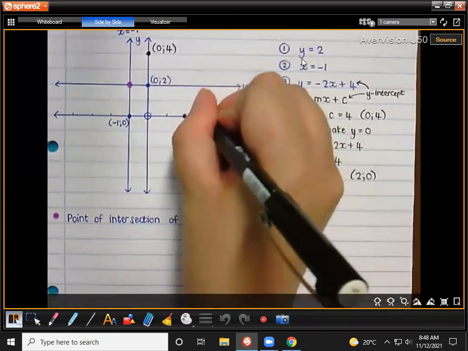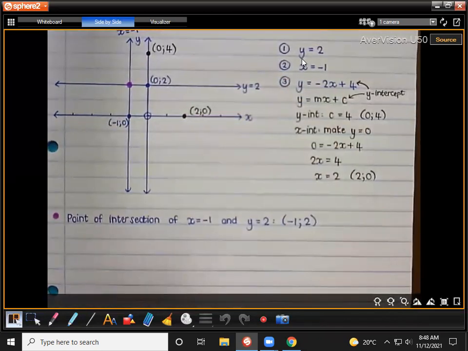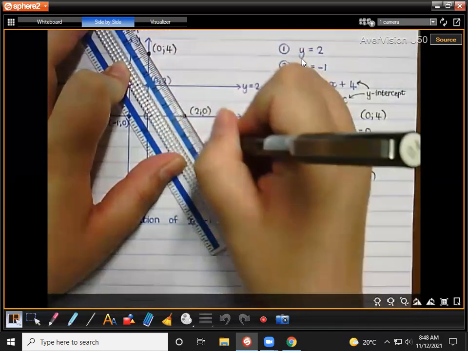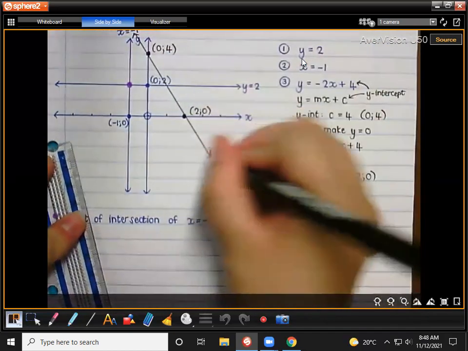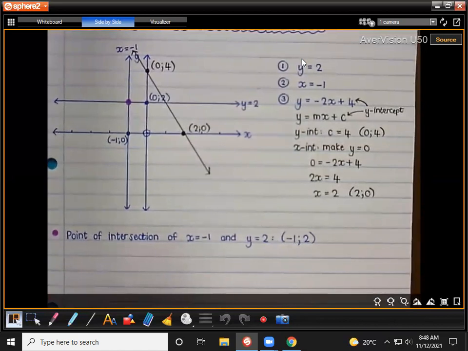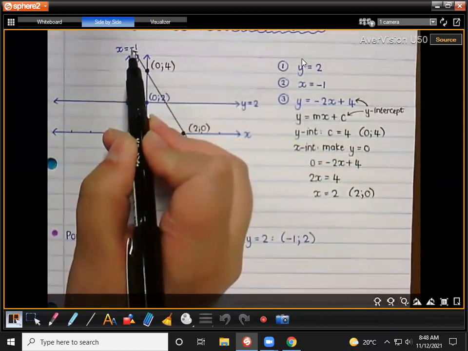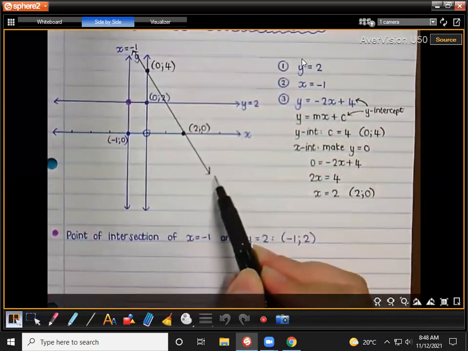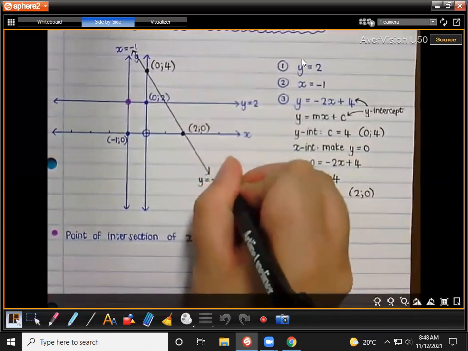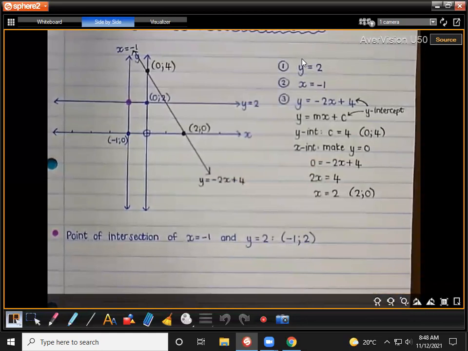And we can write there 2, 0. Now you're going to take your ruler, you're going to connect those points, right? And just extend it a bit past both of those. Okay, let's write somewhere. There's already something written up there, so I'm not going to write this equation there as well. I'm going to write the equation of this line over here. So this is y equals negative 2x plus 4.